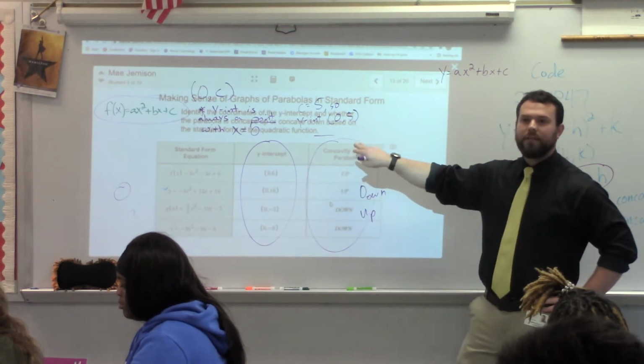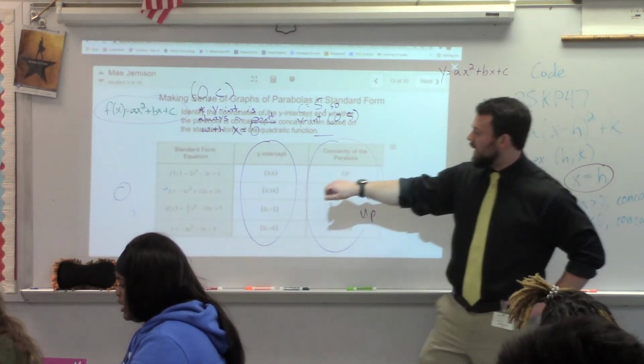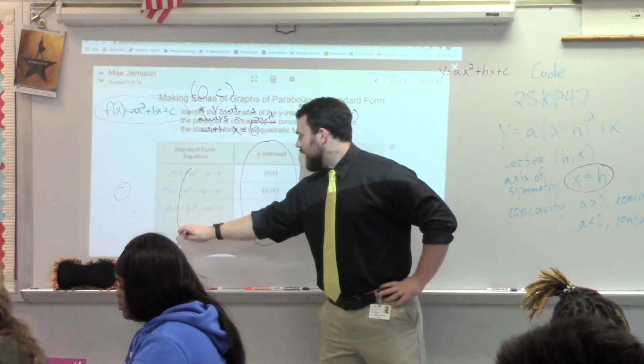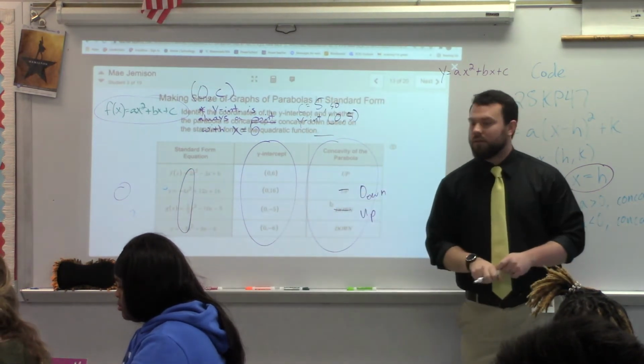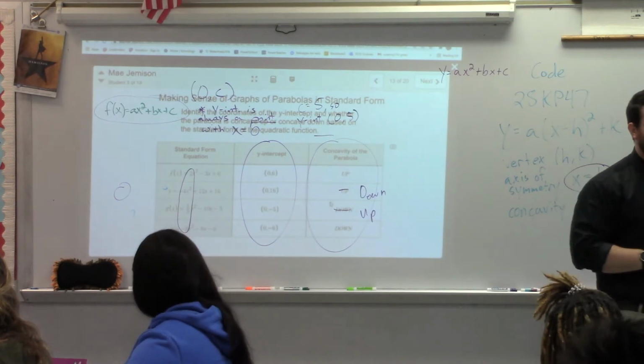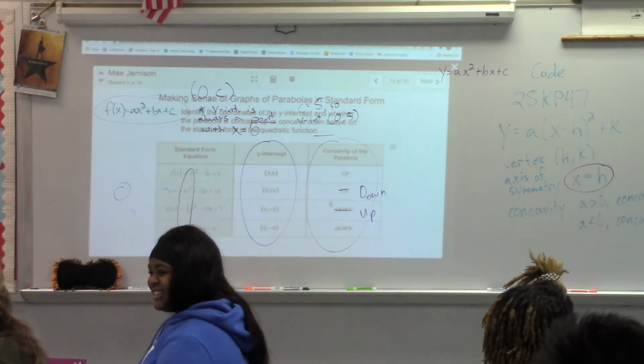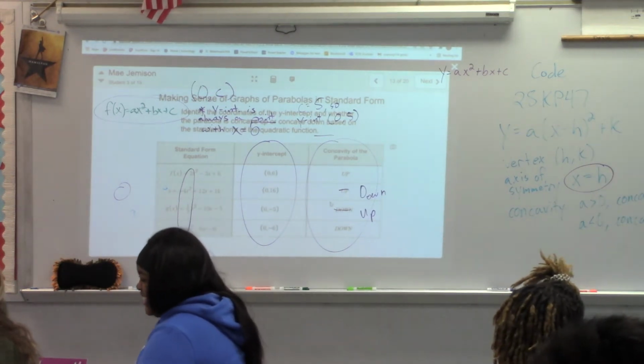What has always affected the concavity? A. So we want to pay attention to A to figure out our concavity. So it should be up, down, up, down. Alright? On to slide 14.